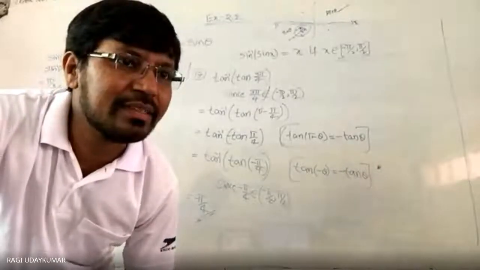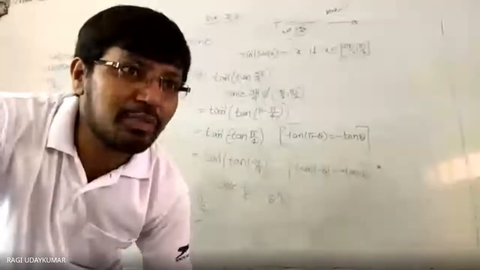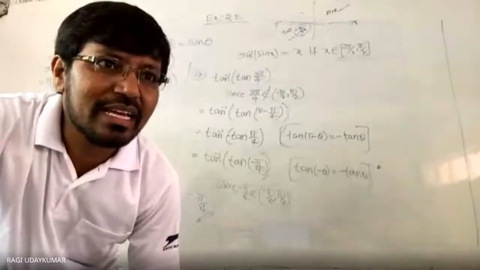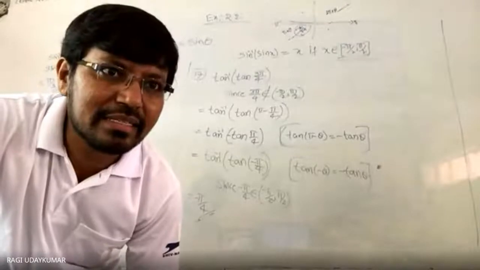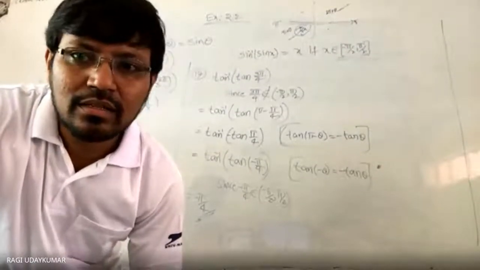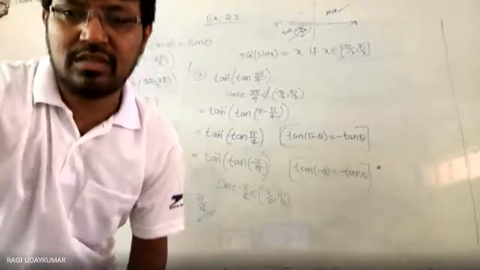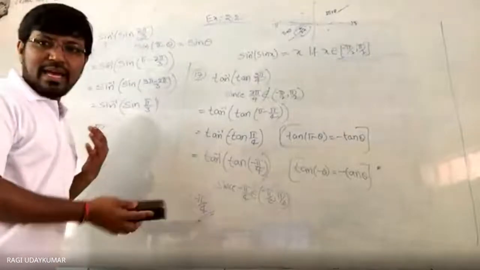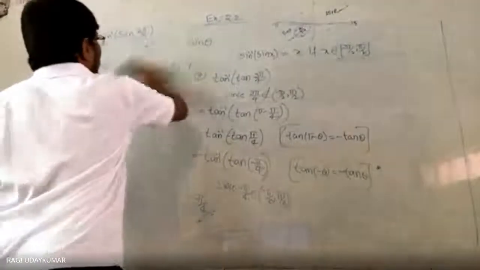I think not miscellaneous. You have the 19th problem, see. The 19th problem is given as cos inverse of cos 7 pi by 6. So what is given here? Cos inverse of cos 7 pi by 6. Okay. So let us see that problem once. I am erasing this one.